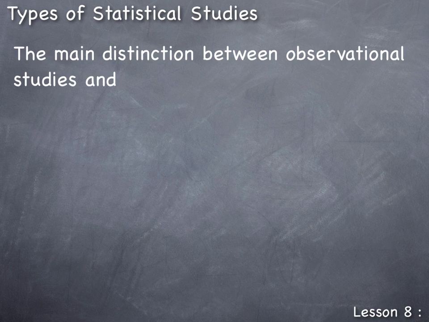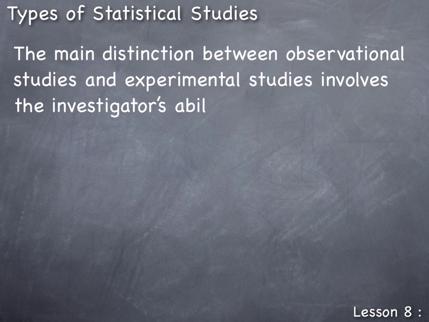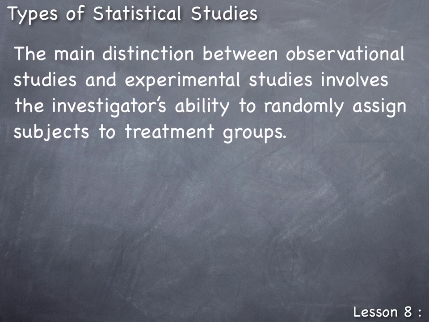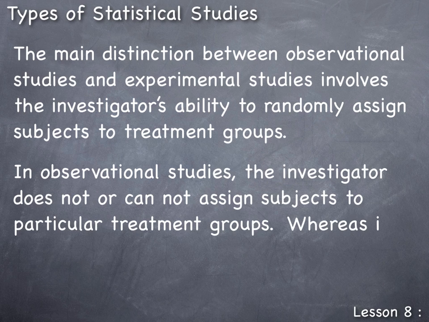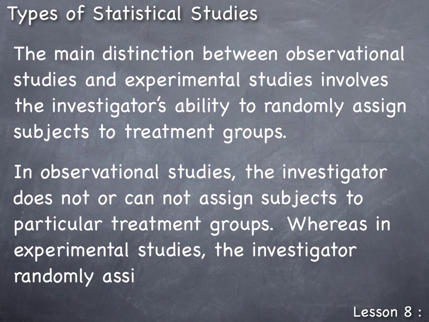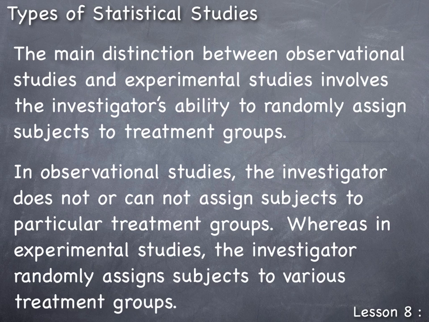The main distinction between observational studies and experimental studies involves the investigator's ability to randomly assign subjects to treatment groups. In observational studies, the investigator does not or cannot assign subjects to particular treatment groups, whereas in experimental studies, the investigator randomly assigns subjects to various treatment groups.